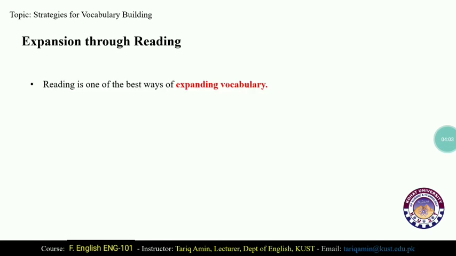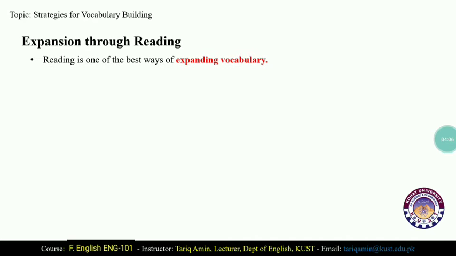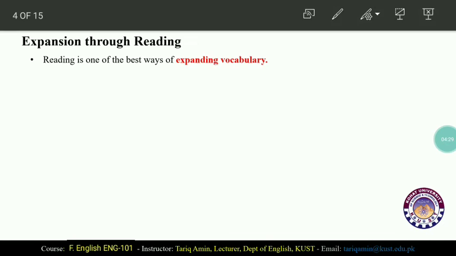And the first one is expansion through reading. You can expand your vocabulary through reading. You need to read more and more, and when you read more and more, you come across a large number of words, and when you focus upon those words, they become part of your vocabulary. Those words become part of your long-term memory. Reading is one of the best ways of expanding vocabulary. If you want to expand your vocabulary, you need to read more and more.